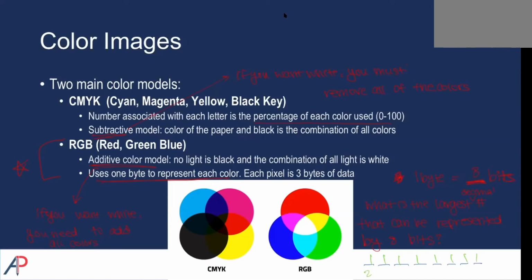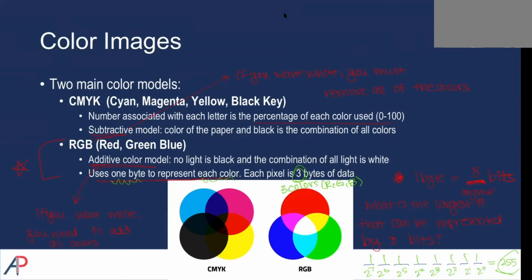So when we do the addition, 2 to the 0, 2 to the first, 2 to the second, 2 to the third, plus 2 to the fourth, 2 to the fifth, 2 to the sixth, 2 to the seventh, this results in 255. That means this is the largest decimal number that can be used to describe your color. 1 byte is used to represent each color in RGB. So each pixel is 3 bytes of data, because you have 3 colors: R for red, G for green, and B for blue. Each color is 1 byte, which means each color is 8 bits.